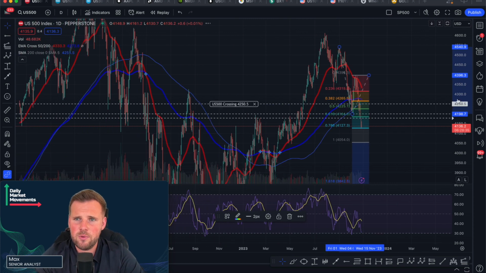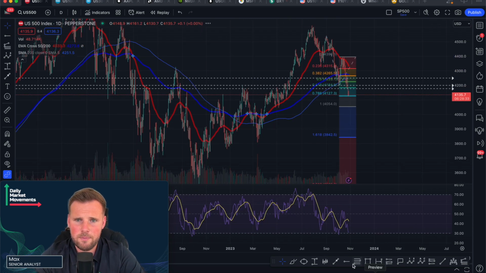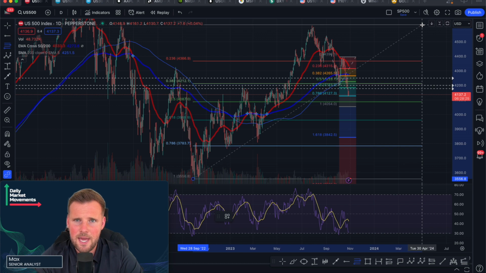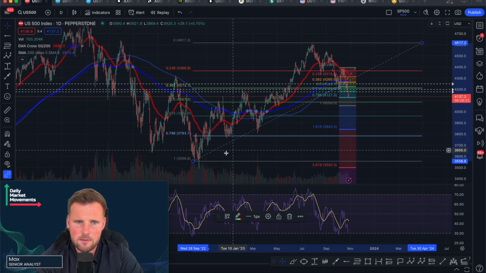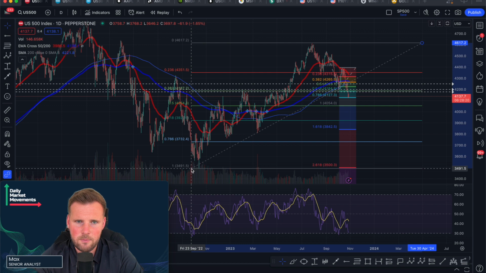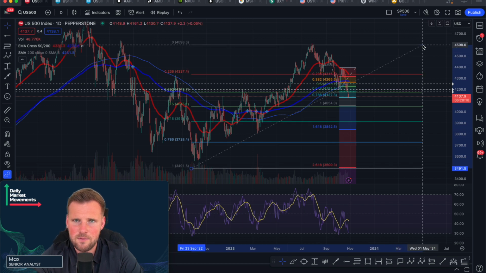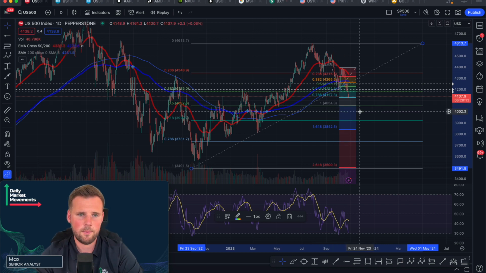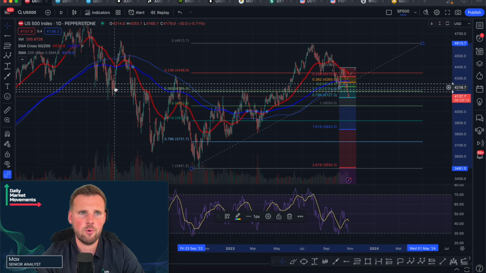Also, something that I want to highlight is that if we draw a fib chart from the peak to trough of the rally that we've seen so far this year, so this is from the October lows all the way to the highs, there we go. As you can see, the 0.5 fib area sits right at that 4,050 area. So that's another reason why I believe there will be a key area of support there.